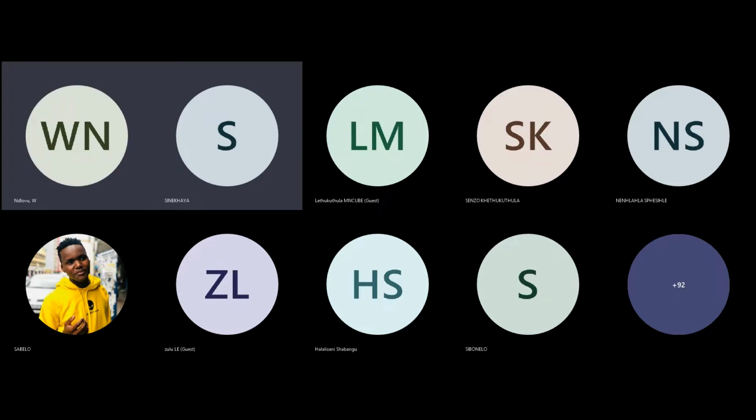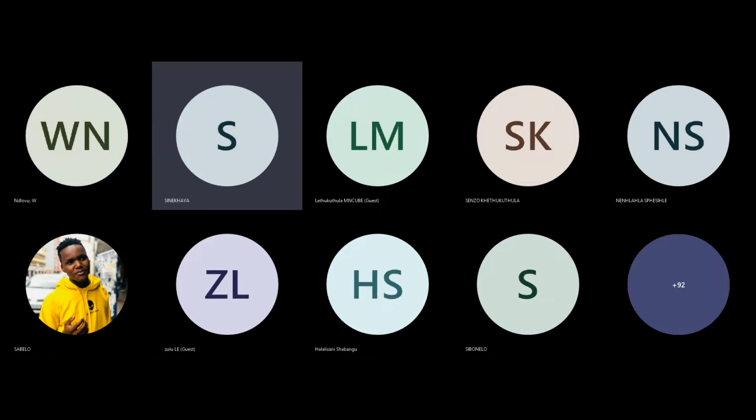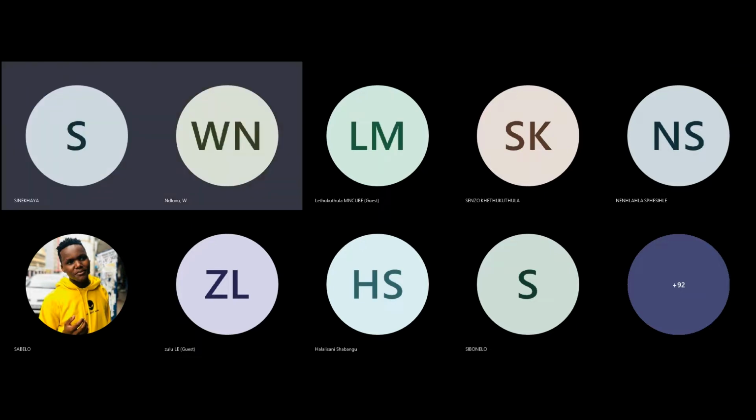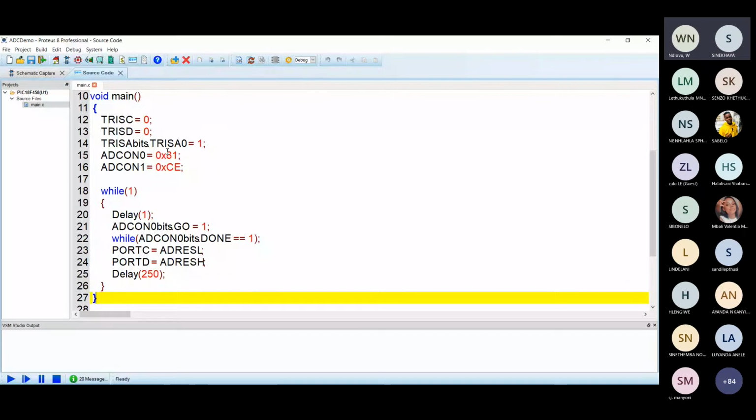And I request you to record these values. I'm sharing the program again now. Please write these values down. On ADCON 0, we put 0x81. On ADCON 1, we put 0xCE. I want now to explain to you what this means.